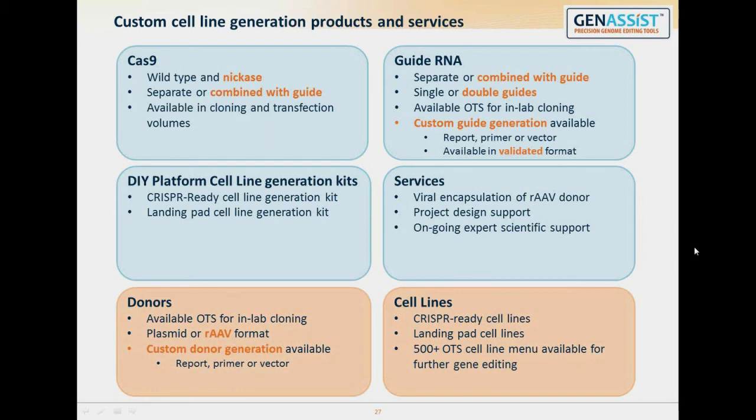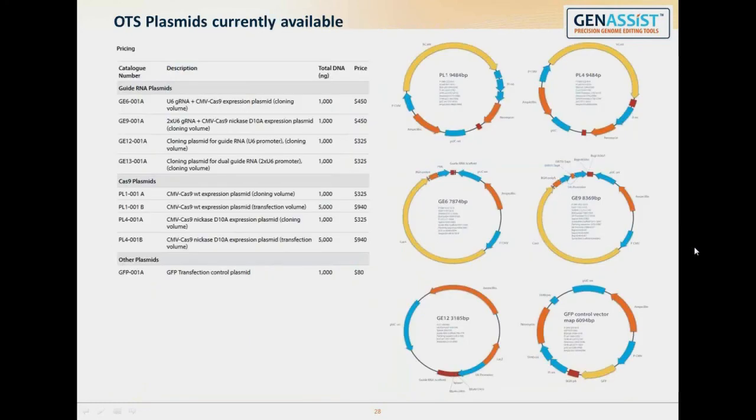We have backbones that are available for your own cloning. We also have them available in both plasmid and rAAV format. And we have, as Eric was mentioning, the cluster donor generation process. Those are available either as a report, as an oligo, or cloned into a stable vector. And finally, there are the services, which we have available of viral encapsulation, not just of the AAV, but of really any of the plasmids. Ongoing project design and support, and troubleshooting.